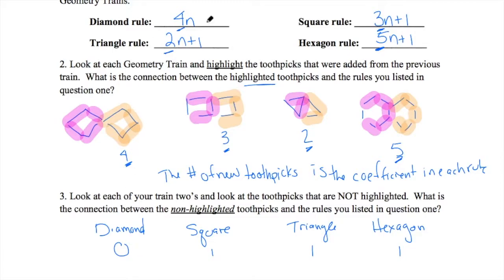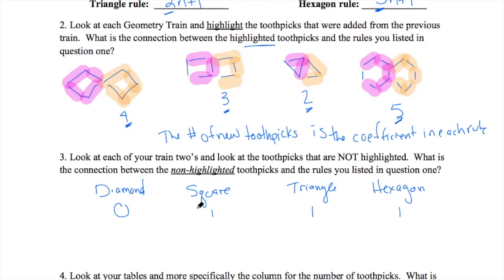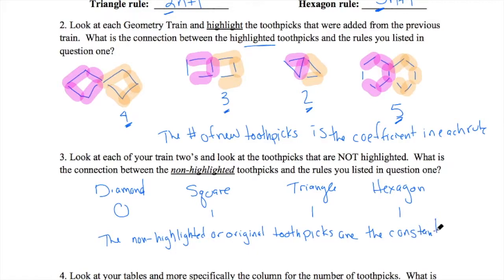All the toothpicks come from the 4 each time. Well, 3 each time for the square leaves 1 left over kind of at the beginning. And all of them kind of turn out that way. So I'm going to call them non-highlighted for a second. Non-highlighted. But can I give them another name? Non-highlighted, or perhaps original toothpicks. If you kind of think of the ones that were not added, they were there before. The non-highlighted or original toothpicks are the constant in each rule.